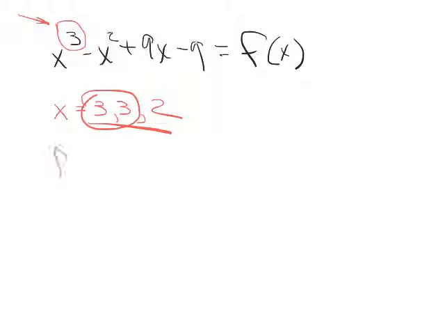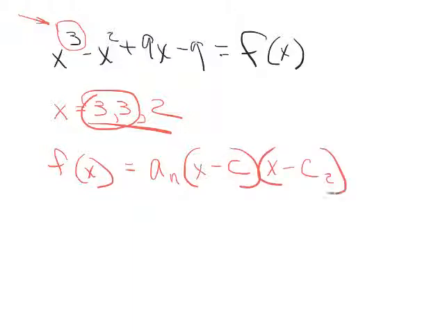In fact, it says it can be factored into some kind of a coefficient, or just number, and then another number we'll call C, and another number we'll call C2, and another number we'll call C3.